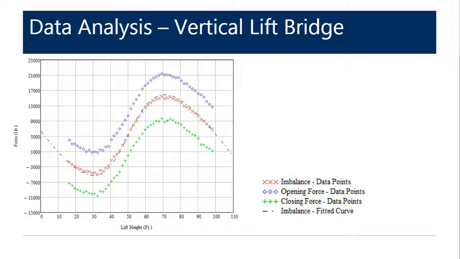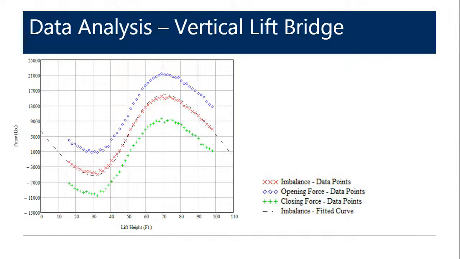To establish the imbalance of the span at the seated position, the imbalance curve is extrapolated to the seated position, where the lift height is 0, and wherever it crosses that vertical axis, that defines the magnitude of imbalance with the span seated.